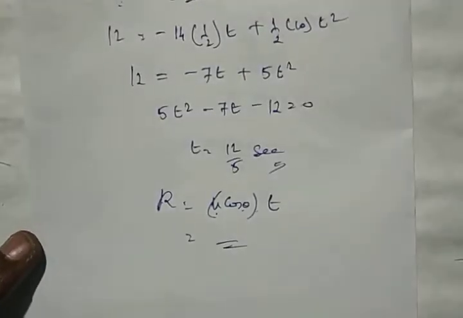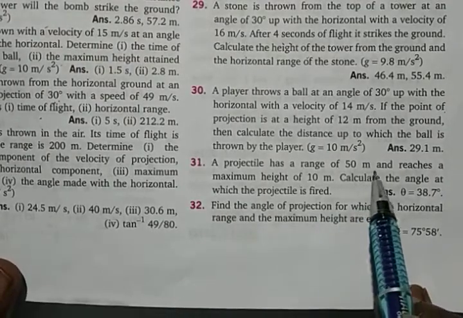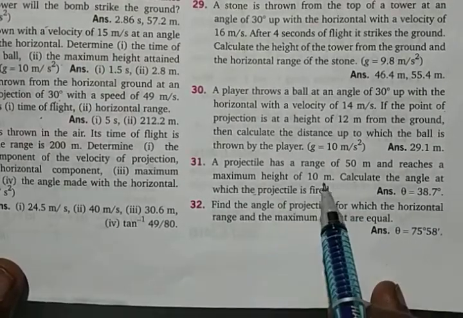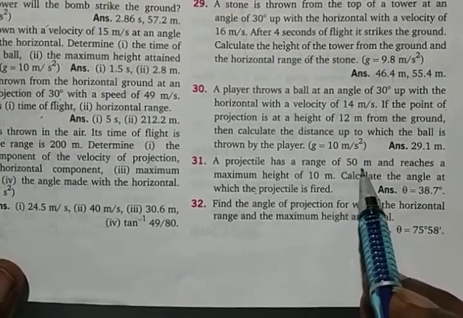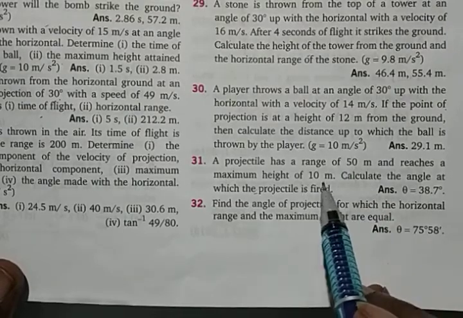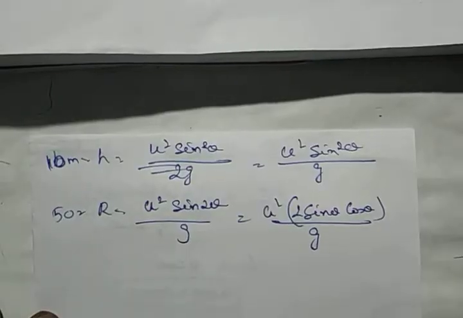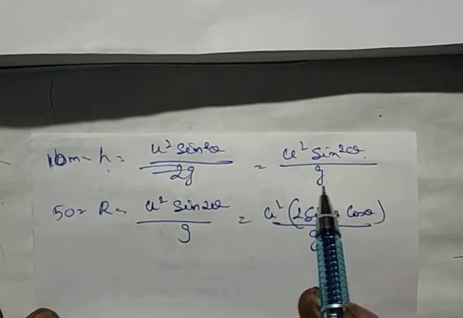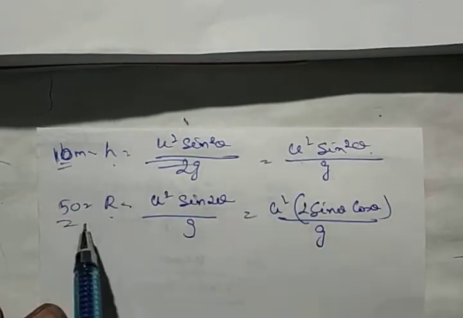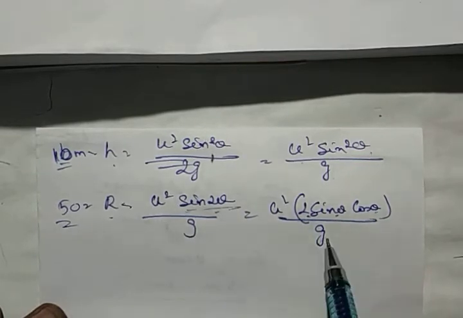The next question, question number 31. A projectile has a range of 50 meters and reaches a maximum height of 10 meters. Calculate the angle of projection. Range is given here, put the range formula equal to 50. Maximum height is given here, put the value here, and then you can calculate the angle. The height formula is u square sin square theta upon 2g, and that is 10 meters. Range is 50 meters, u square sin 2 theta upon g, and if you want to expand sin 2 theta, it is 2 sin theta cos theta.